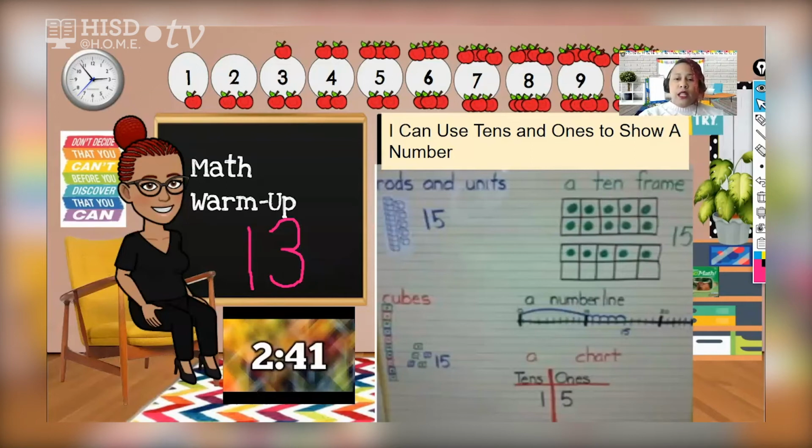How many tens are you going to need? How many ones are you going to need? Go ahead and draw it on your paper. Remember to also draw it using a 10 frame. Don't waste your time. You only have less than 2 minutes left.